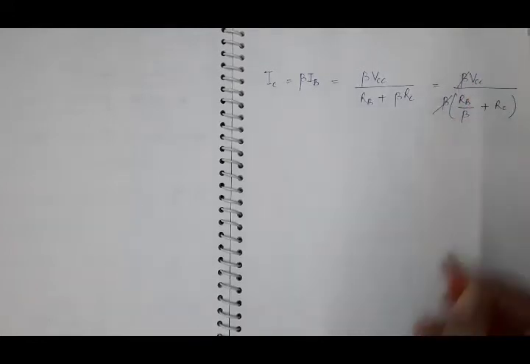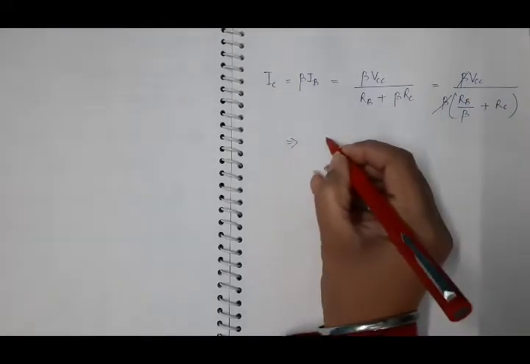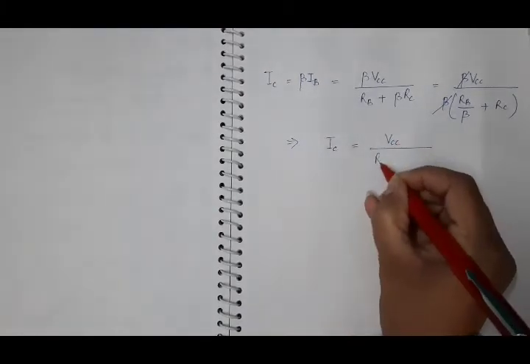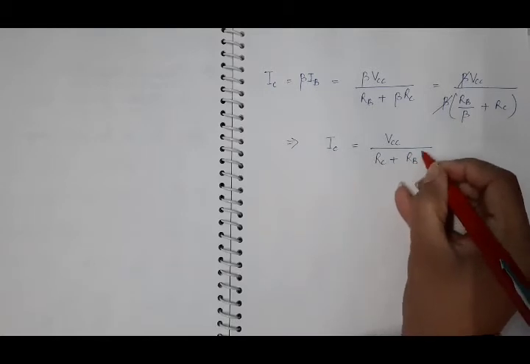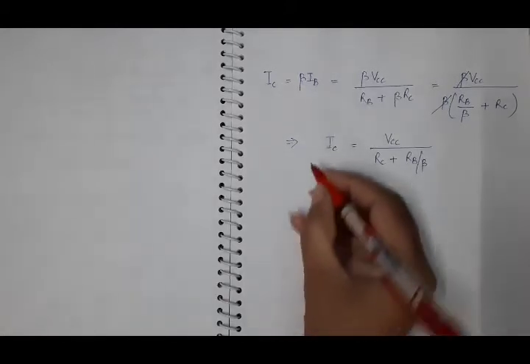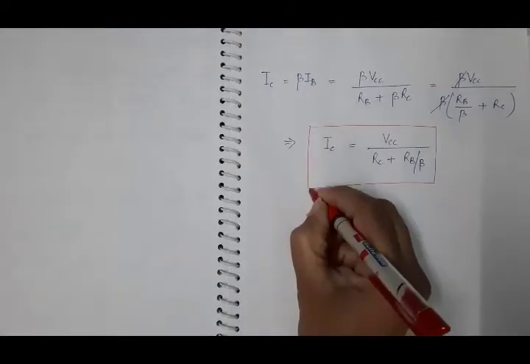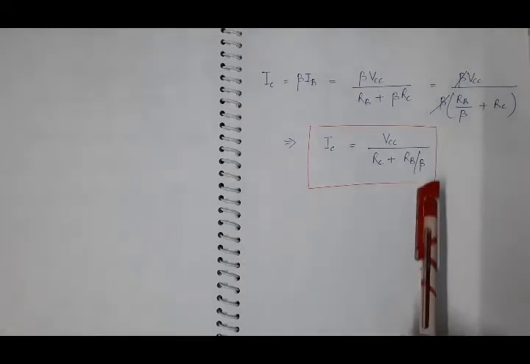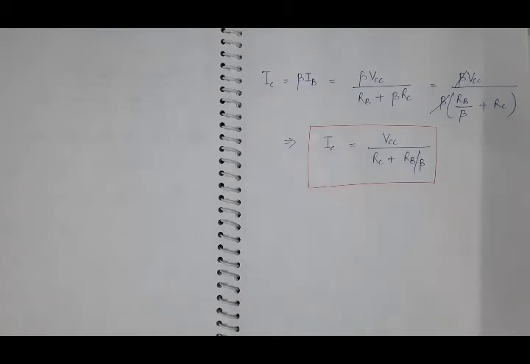So this beta and beta will be cancelled out. So we have the value of collector current IC, it is equal to VCC upon RC plus RB by beta. So here again our collector current depends upon the value of beta. It means if you replace the transistor by another transistor, that will change the current gain beta, the transistor parameter. And if beta is changed, then collector current will also change.